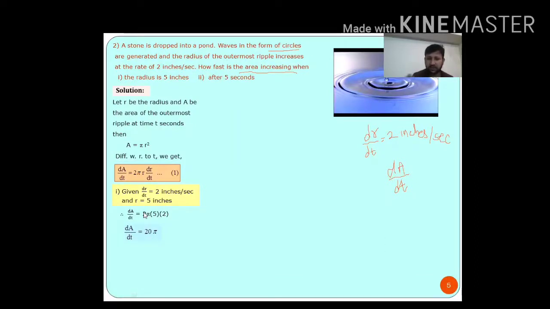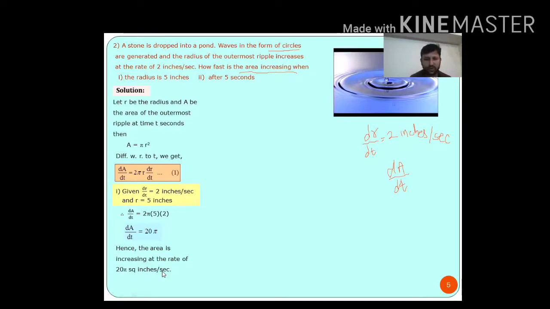This is the rate of change of area, so the unit will be inches square per second. You have been provided radius in inches, so the area rate will be 20 pi square inches per second. So finally the conclusion is simply written: hence the area is increasing at the rate of 20 pi square inches per second. This is the first case we have solved.